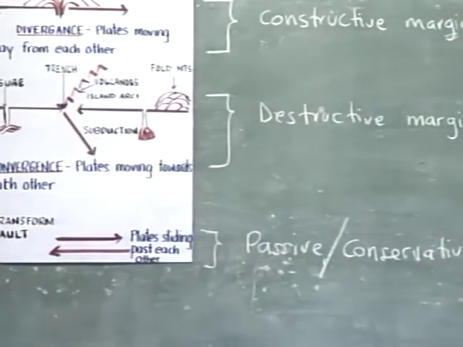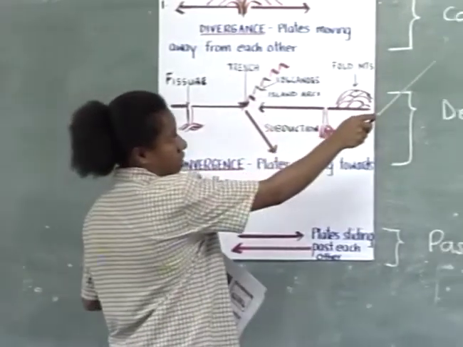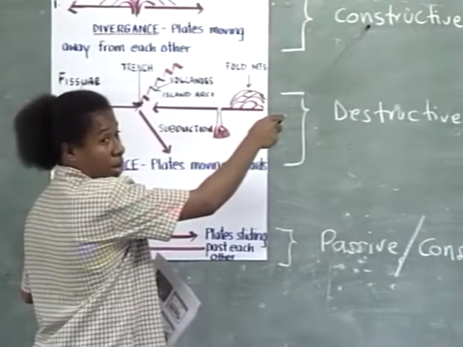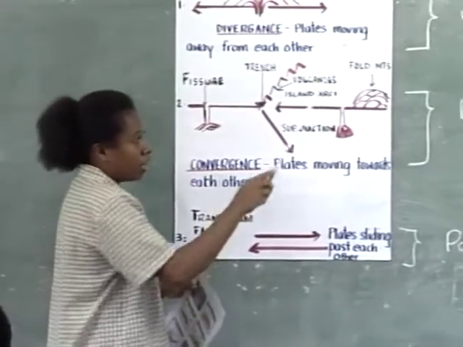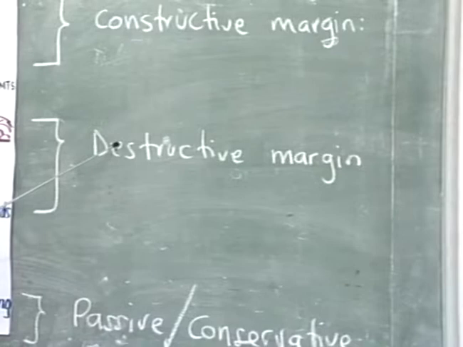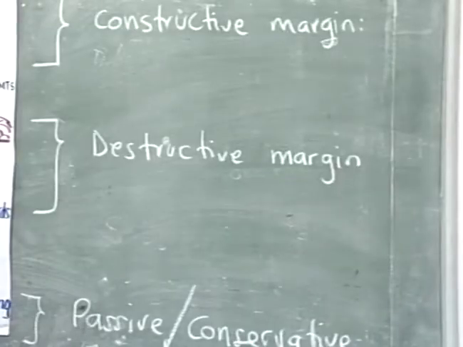Okay, I'll go through that again. Where plates diverge, we have a constructive boundary or margin. Where plates converge or come together, the margin or the boundary is said to be a destructive plate boundary. And when plates slide past each other, the boundary is said to be passive or conservative.